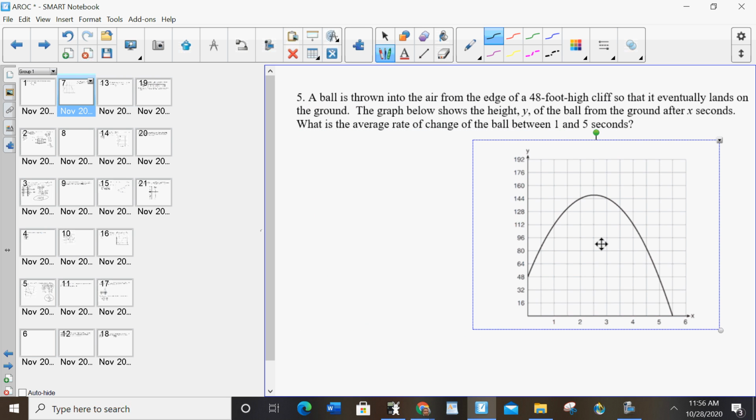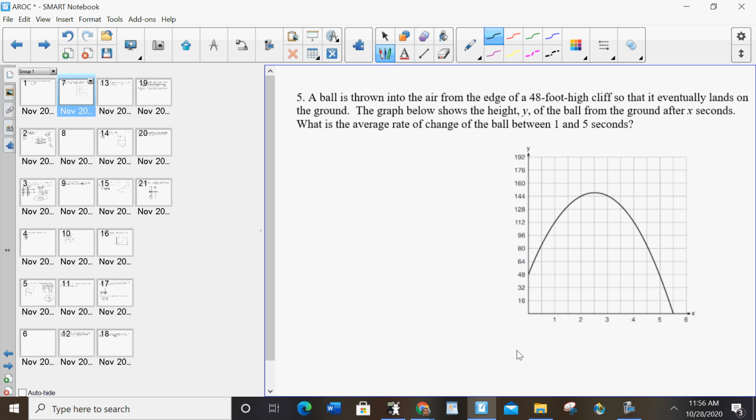Just as a hint, it has to tell you what A and B are. A and B are 1 and 5. So fill in the Y values for 1 and 5, and then substitute into average rate of change. Try that on your own.